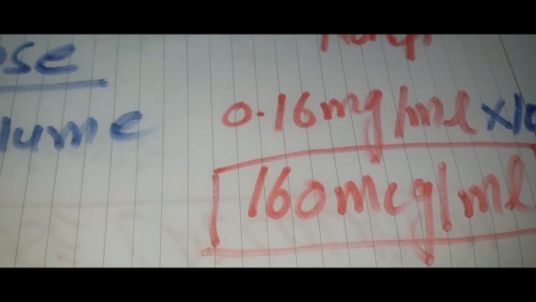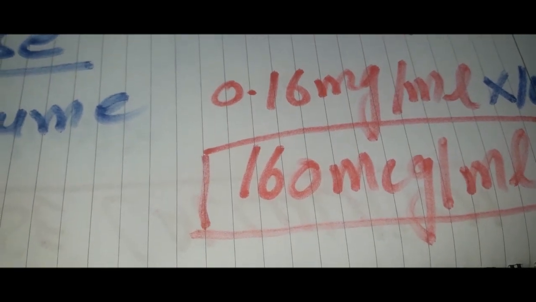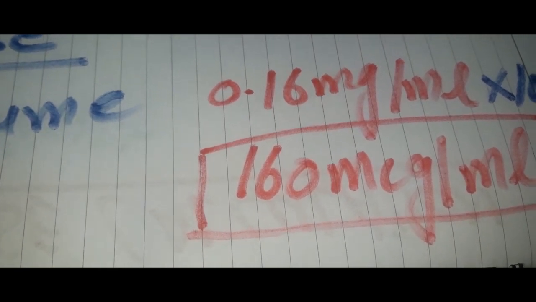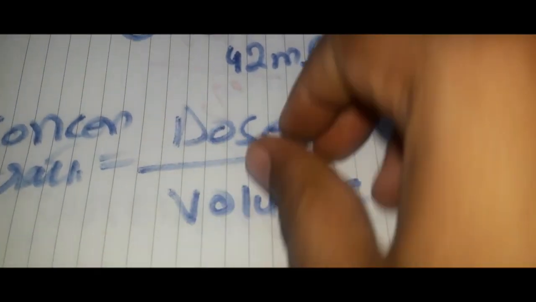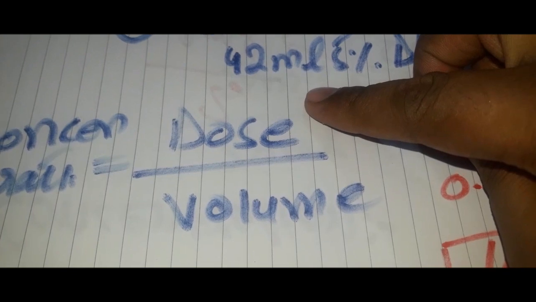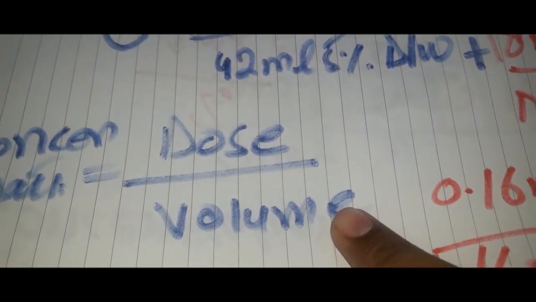Let's summarize. We have defined the concentration is how much medicine is present in 1 ml. To calculate this, we must know about the dose, how much dose is present, and total volume.